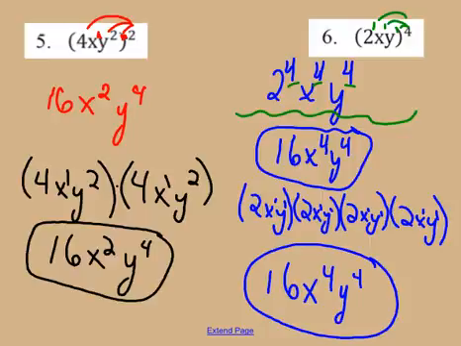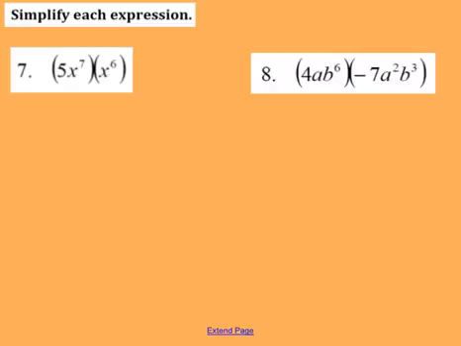Alright, there's only 6 problems left. These 2 are pretty easy. I don't see any power outside here. So I just have 5. And then it's x to the 7th multiplied by x to the 6th. So I add the powers. 7 plus 6 is 13.